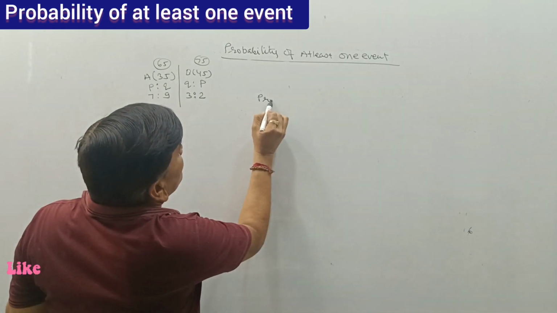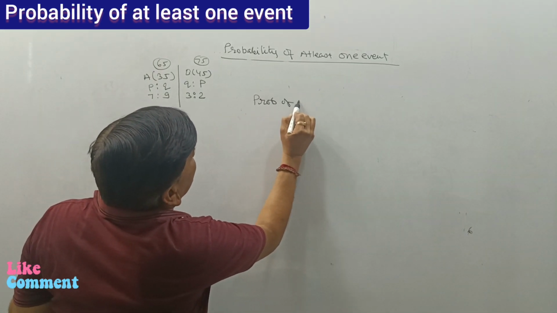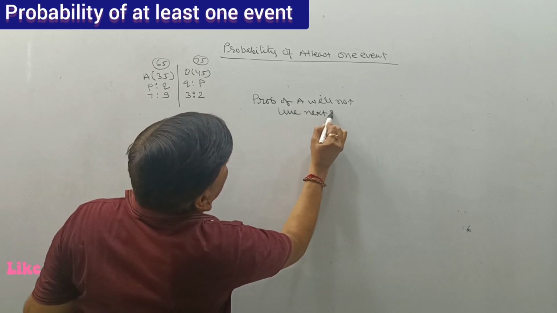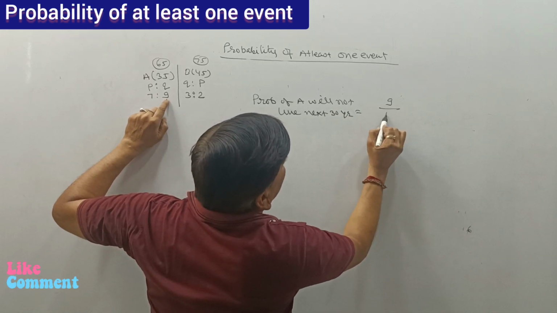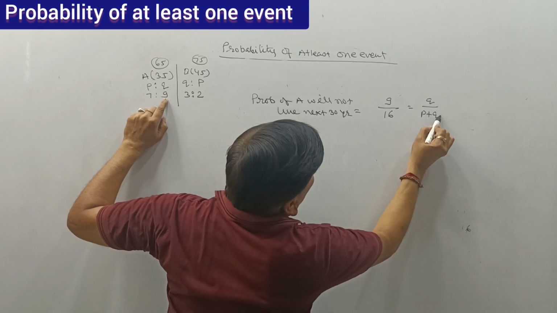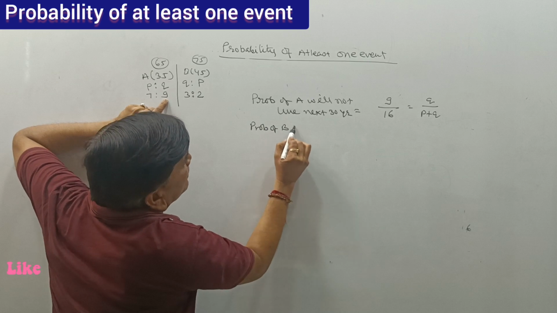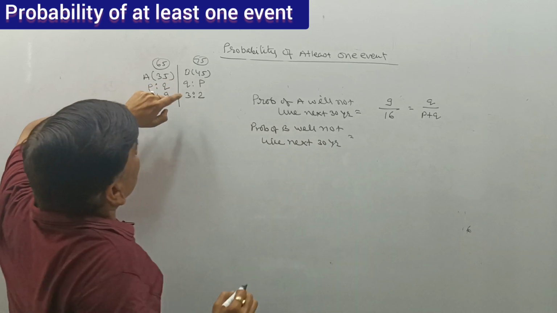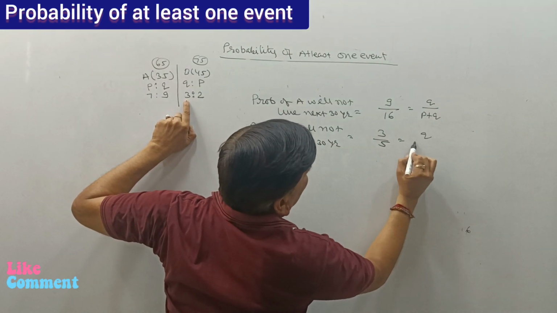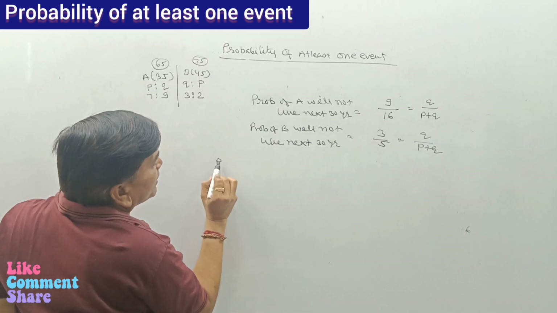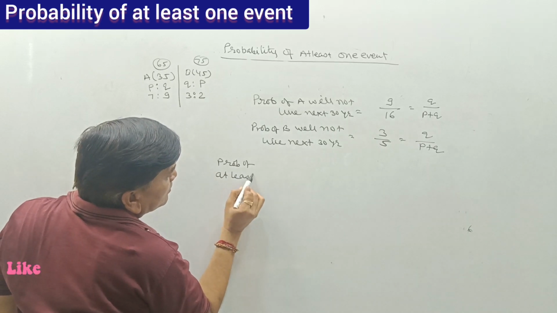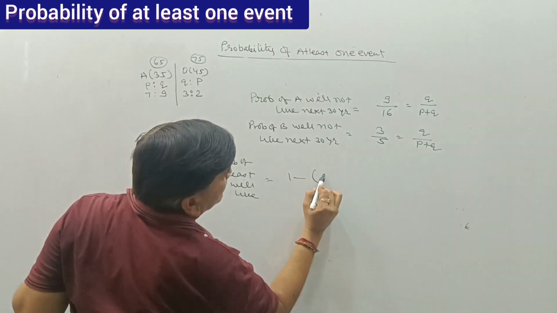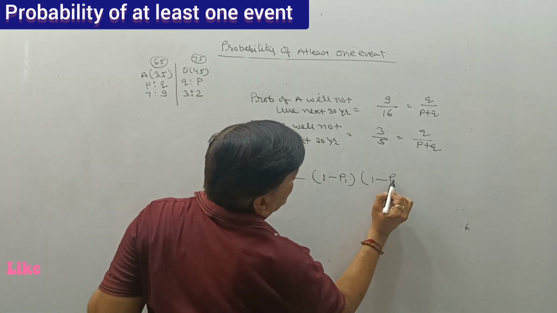So the probability of A not living the next 30 years is 9 upon 16, that is Q upon P plus Q. The probability of B not living the next 30 years is 3 divided by 5, that is also Q upon P plus Q. So the probability of at least one living is 1 minus the probability of not living of the first, and 1 minus the probability of not living of the second.